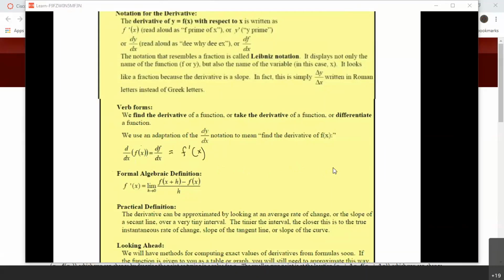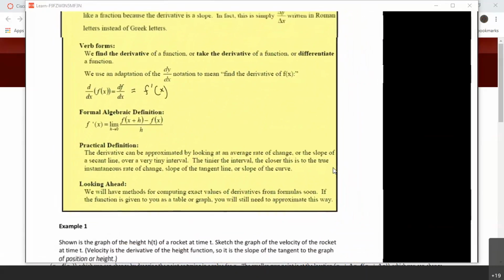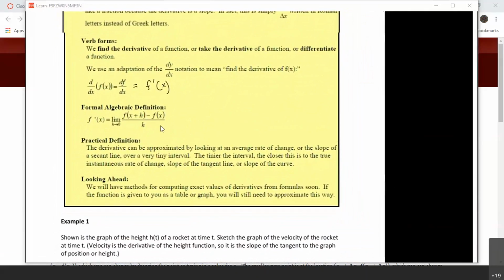Again, we're not going to go through a proof of anything, but I just want to show you the formal definition of a derivative. Here it is. It says the derivative of f with respect to x, or f prime of x, is the limit as h approaches 0 of this quotient. And what's this quotient? Well, that's exactly the slope of a secant line. So, limit of a difference quotient.